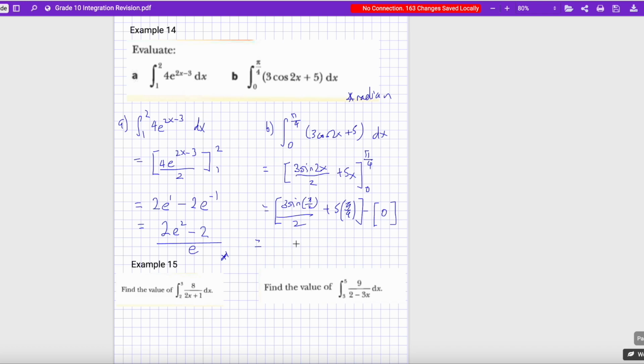So sine pi over 2, what would you get? Tell me. Sine pi over 2 is just essentially 1, right? So this will be just 3 over 2 plus 5 pi over 4. You can join them together into a single fraction, that would be 5 pi plus 6 over 4. Otherwise, you can just evaluate that. Make sure you leave it in 3 significant figures for decimal values.